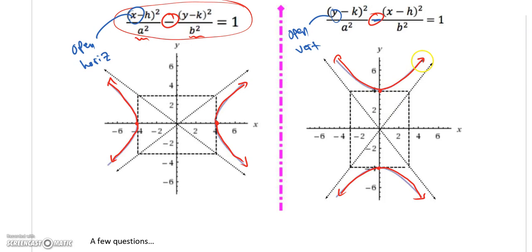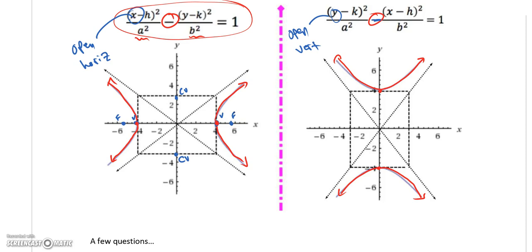So we'll go through all the features of this, but you're going to have two vertices. Okay, you're going to have a focus inside each of the branches. So again, foci is the plural. And we're going to have some co-vertices over here. Here's a vertex, vertex, focus, focus.